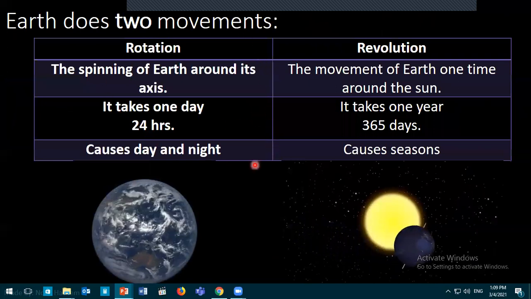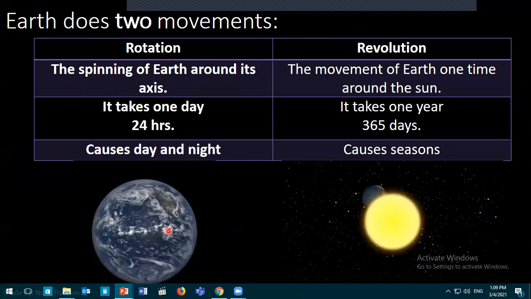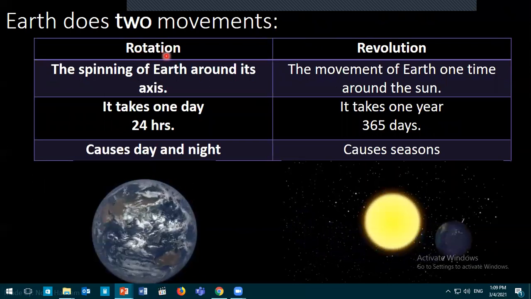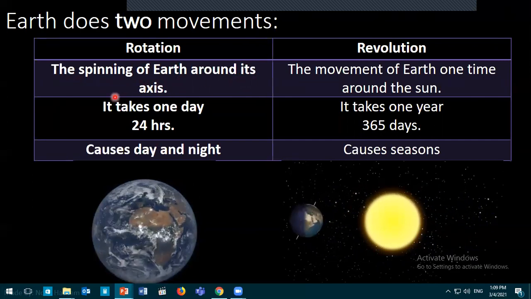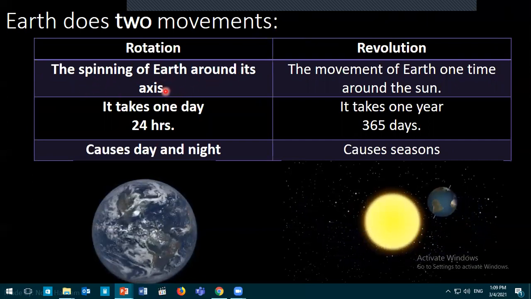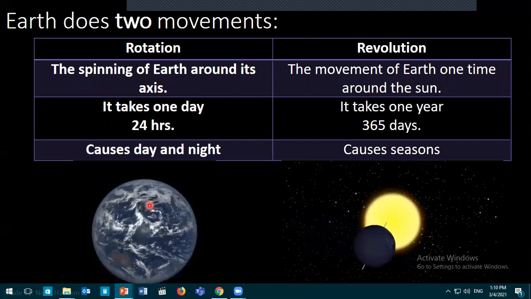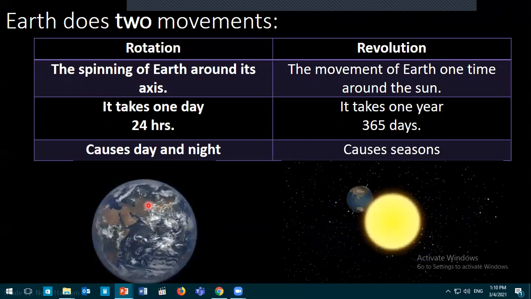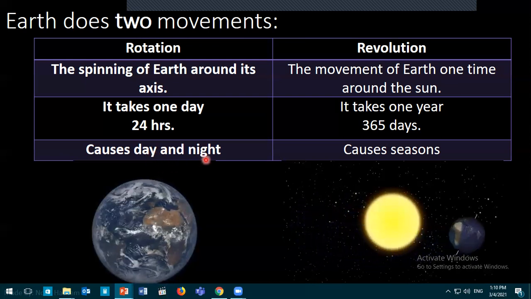Then we learned that there are two movements of the Earth. We have rotation, which is when the Earth moves around itself, like the one on the left here. When the Earth moves around its axis, it's called rotation. We can also say it's the spinning of the Earth around its axis, so you can say it in many ways. This movement takes 24 hours. So every day, the Earth completes one rotation around its axis. And this movement causes day and night.